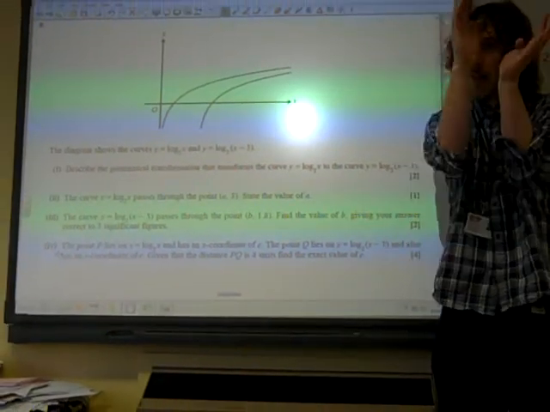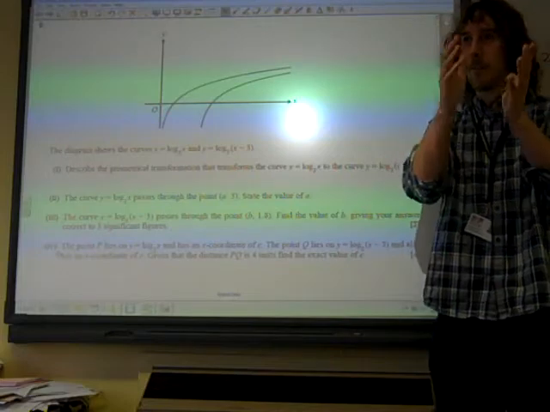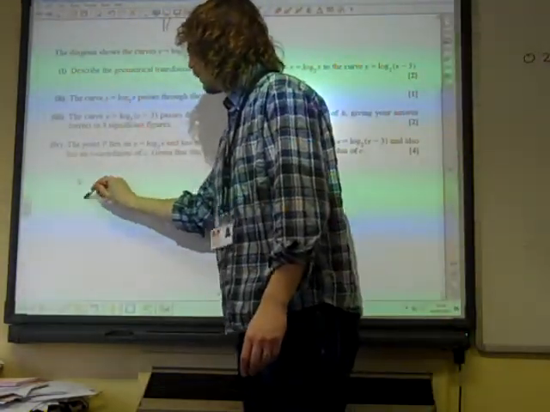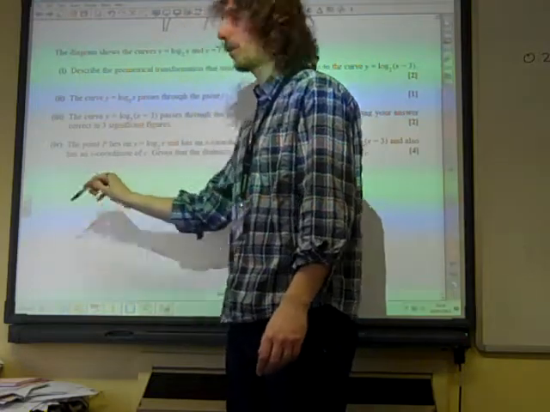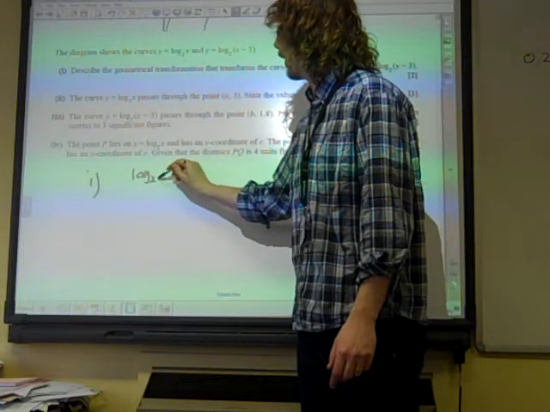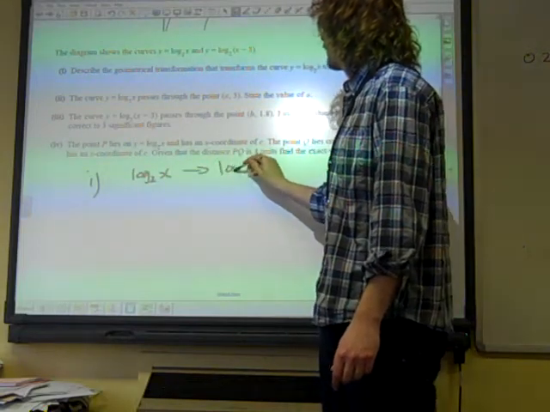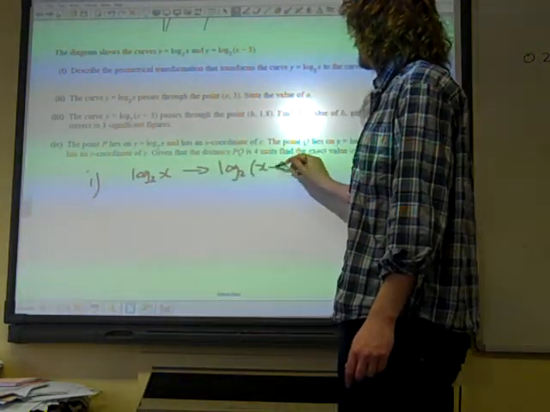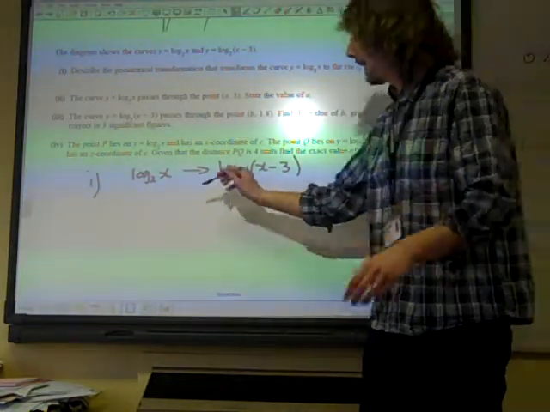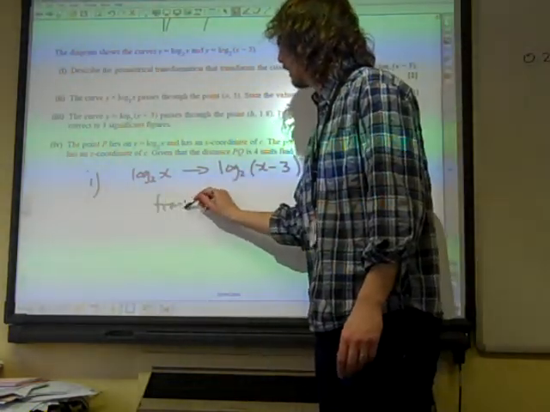It's the f of x plus a bit, it's the bit inside the bracket. So we've got to make sure that we use the correct words for all of this. We're going from log base 2 of x to log base 2 of x minus 3. So that's a side-to-side transformation. So we need to get the word translation in there.